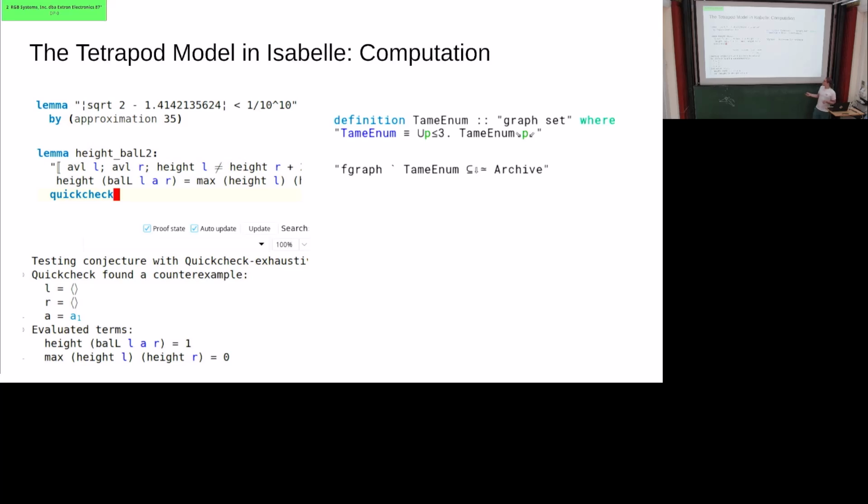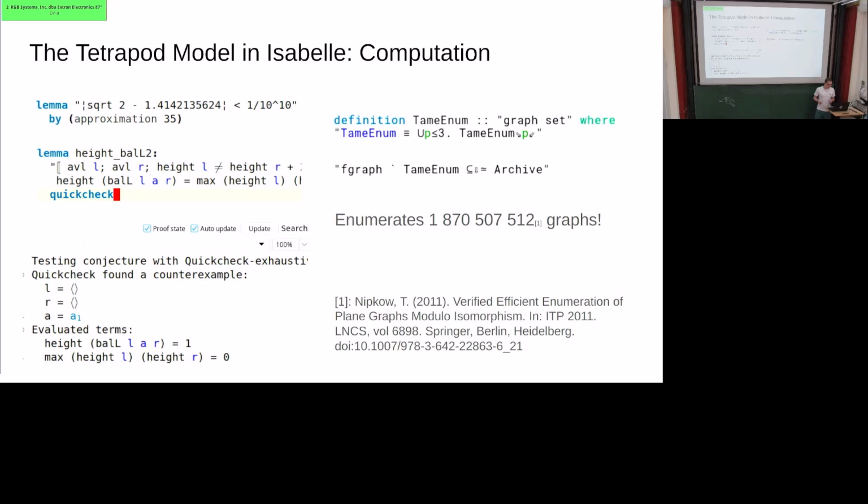But in order to actually compute this enumeration, you would have to go through 2 billion graphs. So that's quite a lot. But that could be done in Isabelle. So this is the paper where this is described.